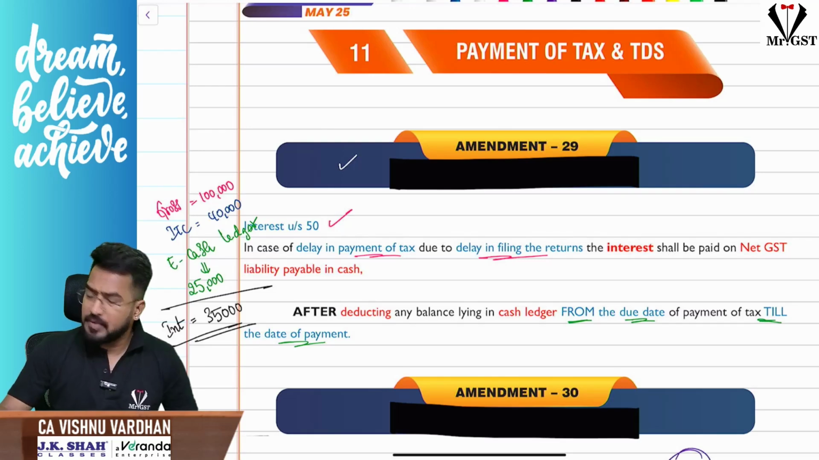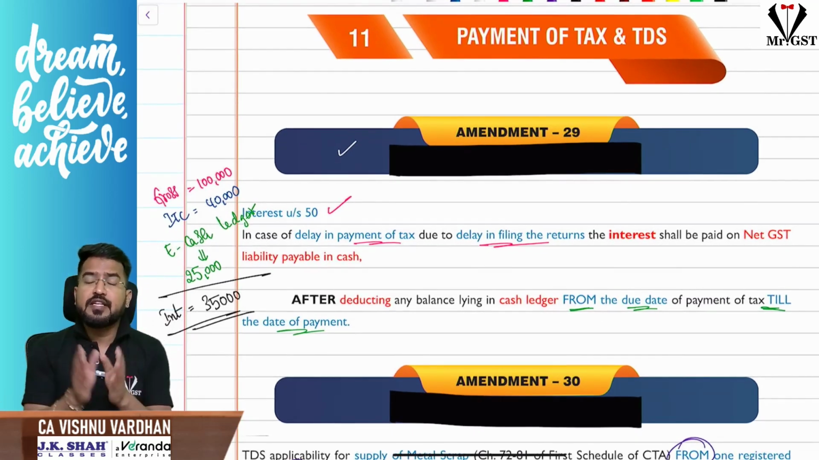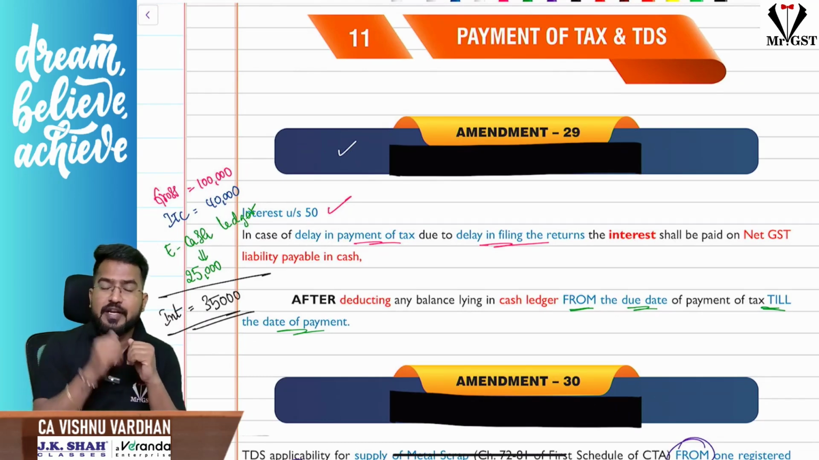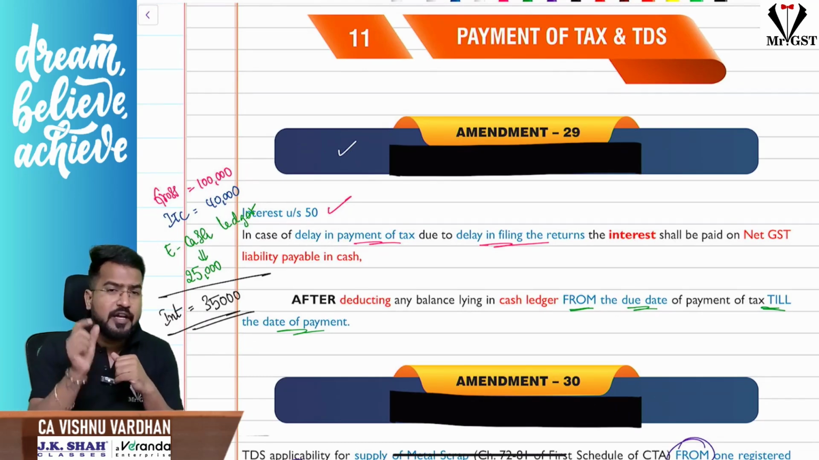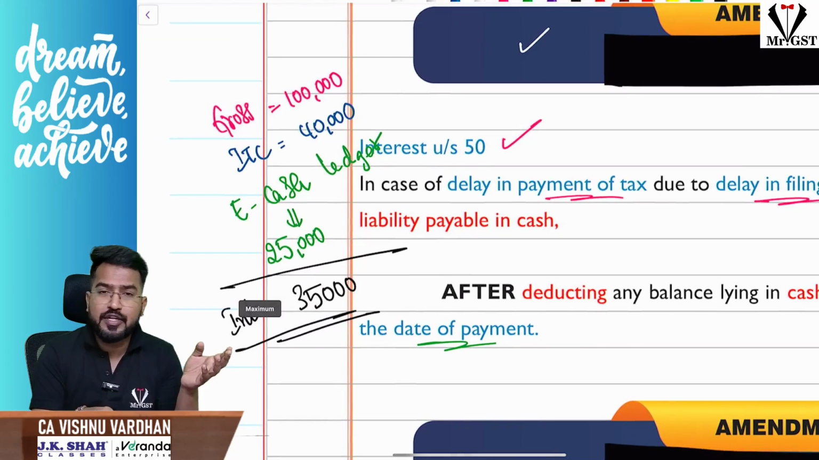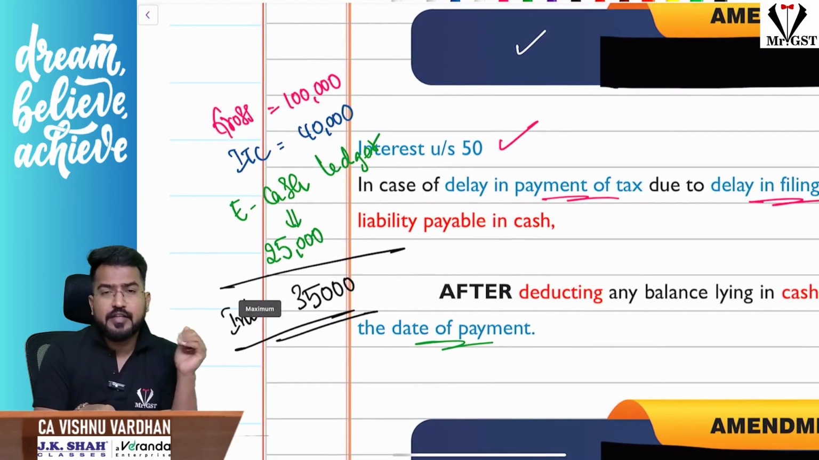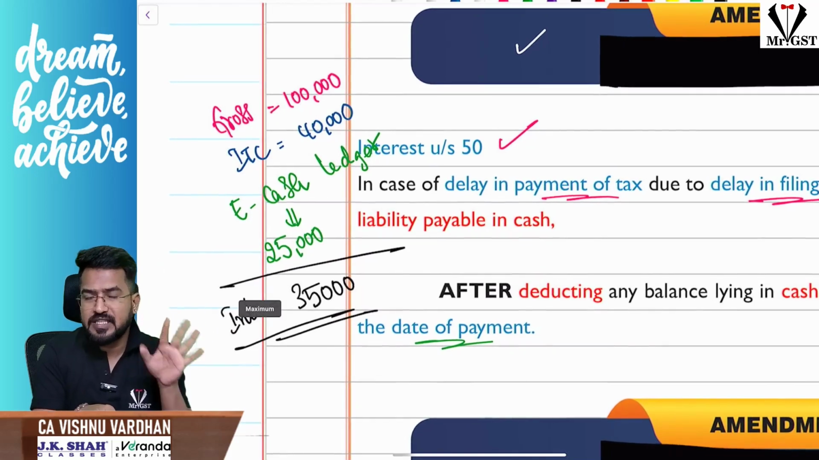So the next amendment is with respect to, see, we know normally when we are paying interest under section 50, if there is delay in filing of return and because of that there is delay in payment of tax, we will pay interest only on the net liability, not on the gross liability. For example, gross liability is 1 lakh and I have ITC of 40,000. There is delay in filing return and because of that I have paid tax late. So only on 60,000 you are supposed to pay interest.